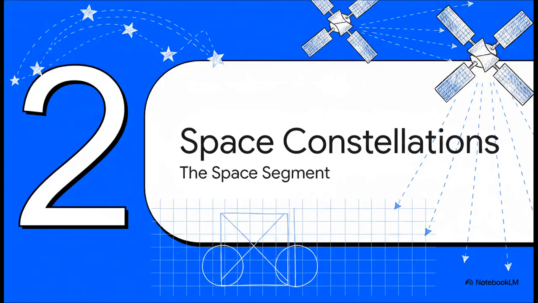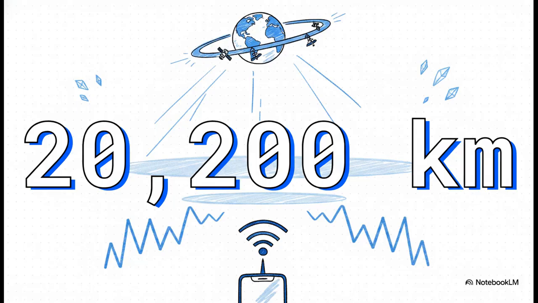Moving on to part 2, constellations and geometry, the space segment. I want you to literally look up and imagine where our signal actually originates. That origin point, it's roughly 20,200 kilometers above us. GPS satellites operate in what's known as medium Earth orbit. They're continuously beaming radio signals through the freezing vacuum of space, down through our atmosphere, and straight into the antenna inside your smartphone. It's wild to think about.